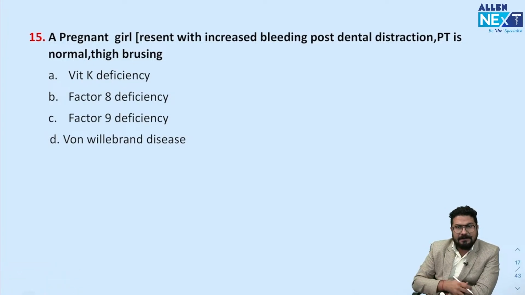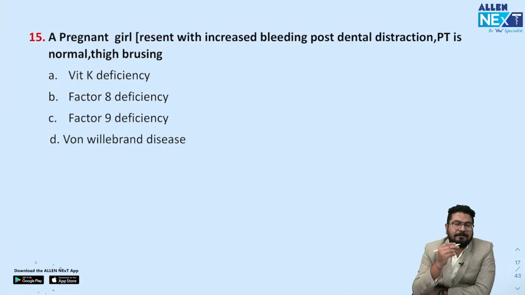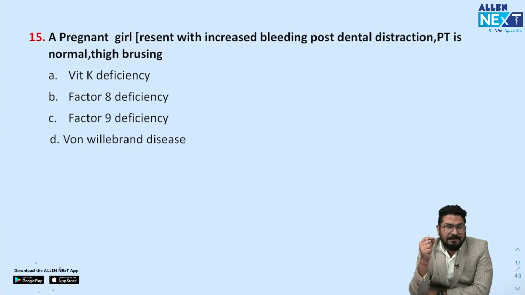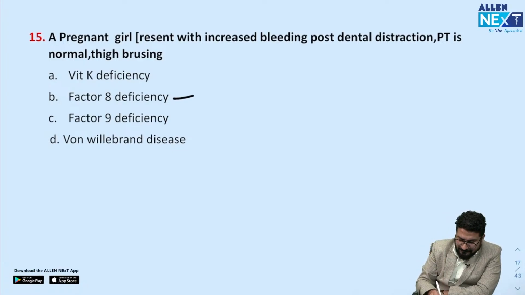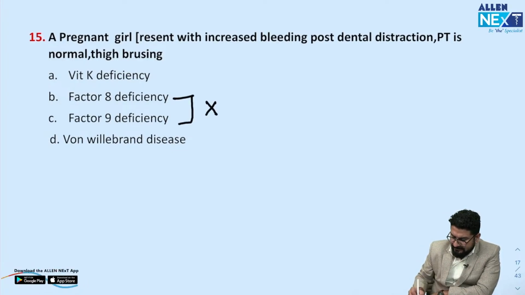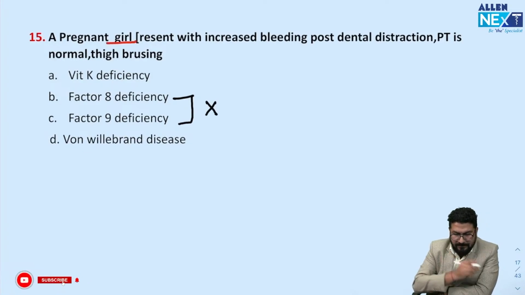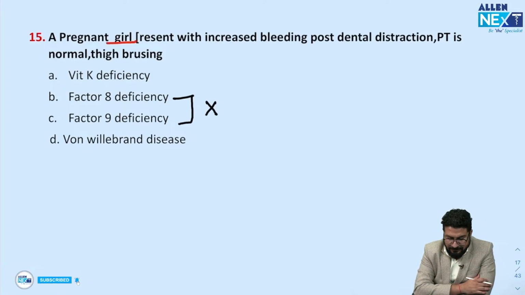So just try to understand this. Whenever we talk about a primary platelet disorder, remember this will affect your bleeding time. But in a disorder of clotting factors, you will see PT and APTT will be affected. So factor 9 and factor 8 are ruled out. Why? Because the question is mentioning a girl. Am I clear? So just try to understand this.